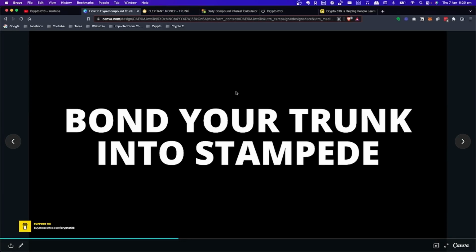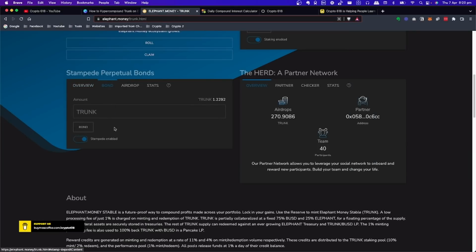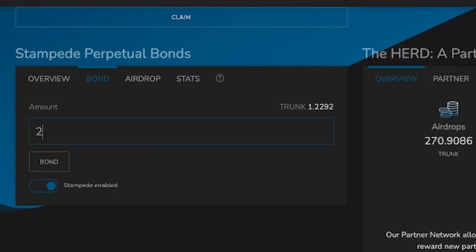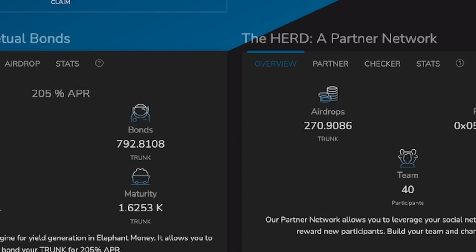So, bond your Trunk into Stampede. We'll come along to Stampede, click on bond, and put in the bond amount here. So we're going to type in, let's say, 10,000 or 20,000, and then click bond. Once we bond it, it will appear in here under bonds.